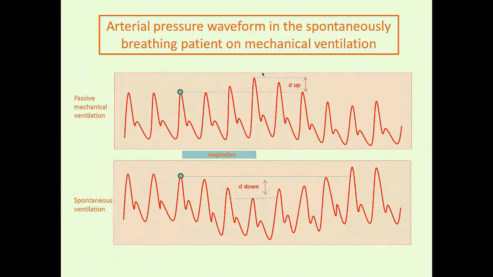It just becomes too complicated and too confounded to be truly reliable, and this has been borne out empirically as well. And then during expiration, similarly, you can variably get a D up in the spontaneously breathing patient, and you tend to get a D down in a patient who's passively mechanically ventilated. But knowing which one is which is very difficult, if not impossible.